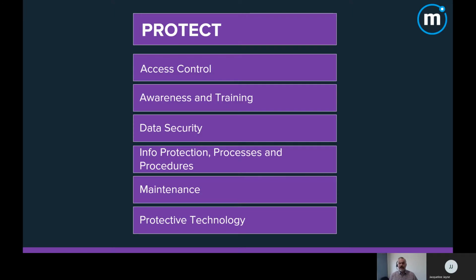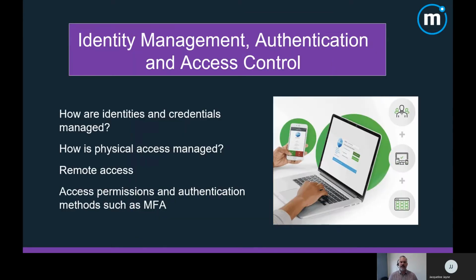So under the protect function, there are a number of categories. So we've got access control, awareness and training, data security, information protection, processes and procedures, maintenance, and protective technology. Let's pop into each of those and just have a quick look at it. Now, like I said, we don't have a lot of time to deep dive into this. If you do need any more information, you can contact us after the presentation.